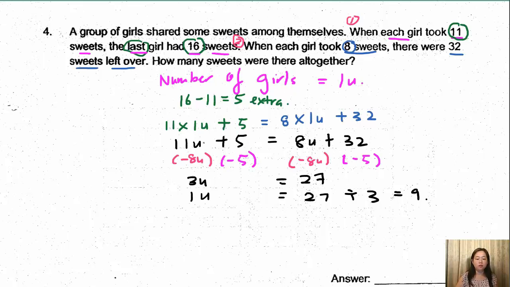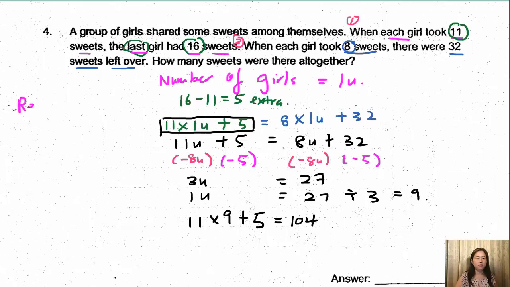So to find the number of sweets, we can use this equation to help us. So it will be 11 multiplied by 1 unit, which is 9, plus 5. And the answer will be 104 sweets.